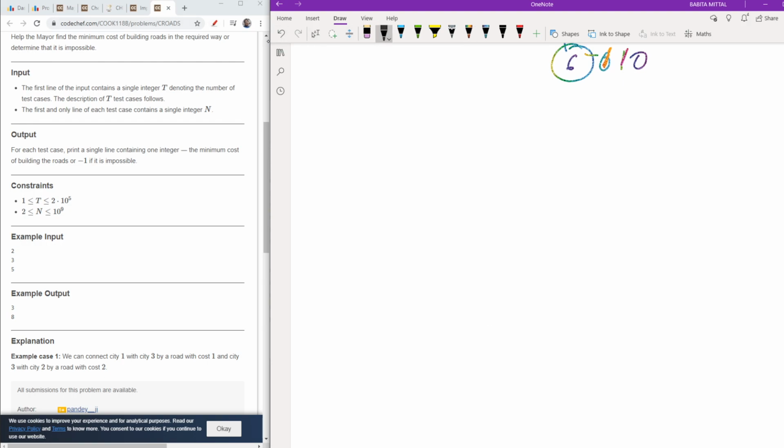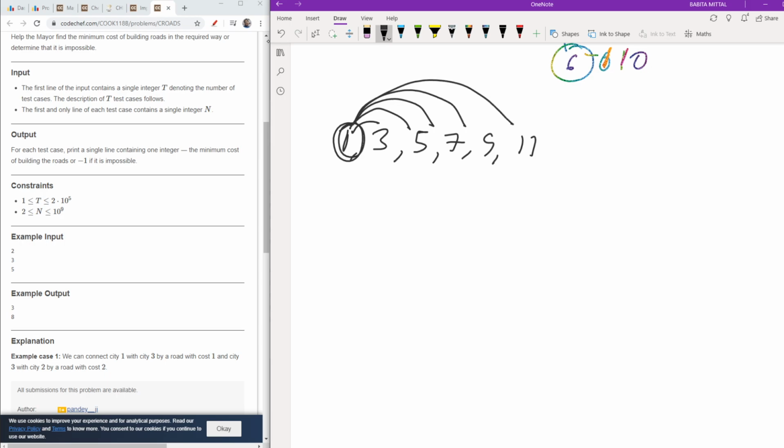So for 1 I will attach it with 3, and I will attach it with 5, 7, 9 and so on. So as you can clearly see, if I attach a particular number 1 to 3, 5, 7, 9, 11, what is the cost of attaching it? It is 1 only, as I showed you last, because we AND it, so it is 1 only. So the cost here is 1, 1 for this, 1 for this, 1 for this, 1 for this.